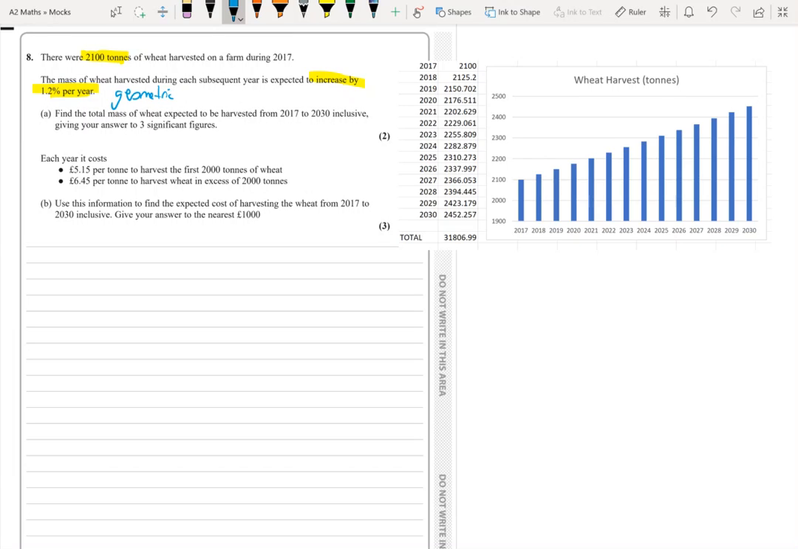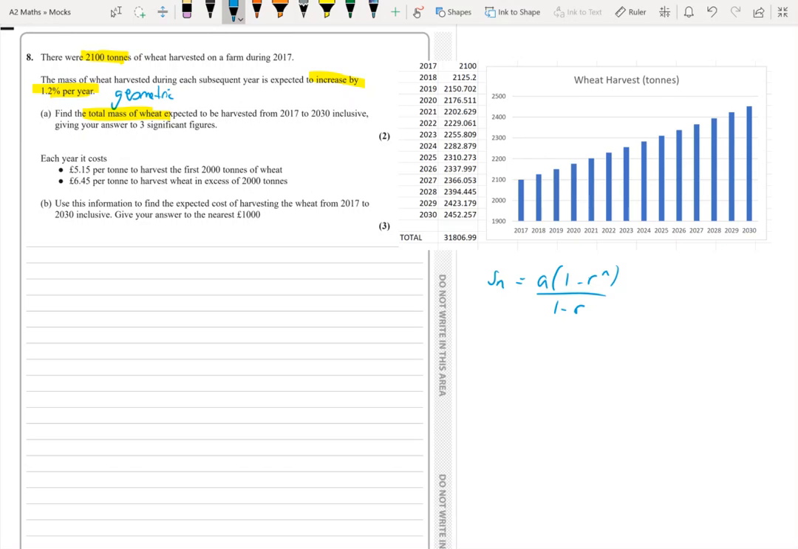The formulae that we have, and in fact part A is asking us for a total mass of wheat, so we need a sum formula. So let's just remind ourselves on the side, the sum of a geometric series, we have this formula that we can use. So I think if we identify the right data, we should be good to go.